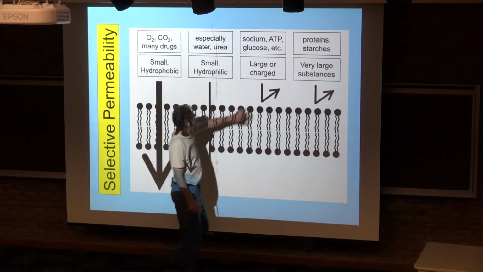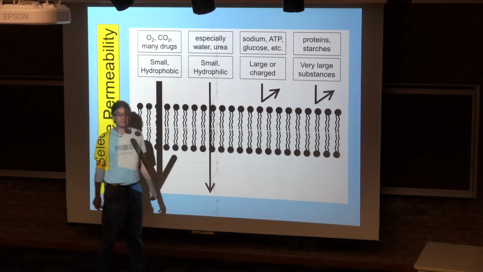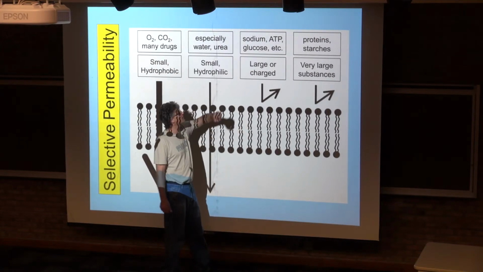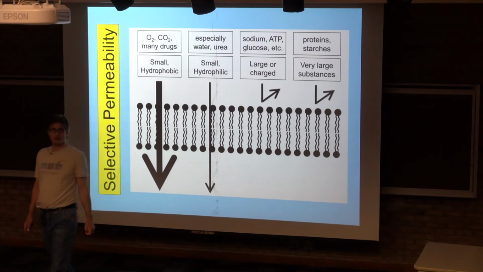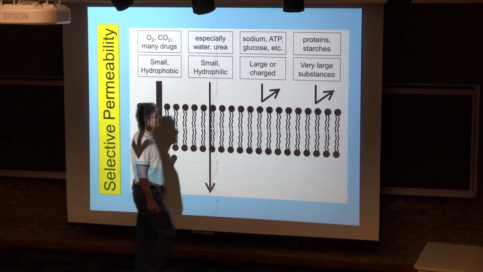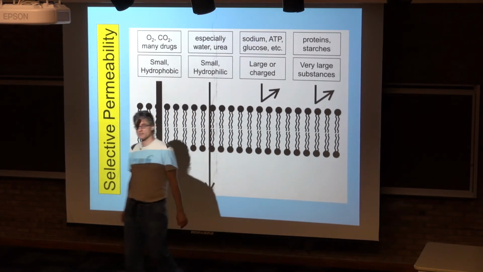Over here, we have substances that are large or charged. Examples are the various ions, something like ATP, which we'll be talking about next chapter, and glucose. These things do not readily cross lipid bilayers. And then very large substances like proteins or starches don't cross lipid bilayers either.